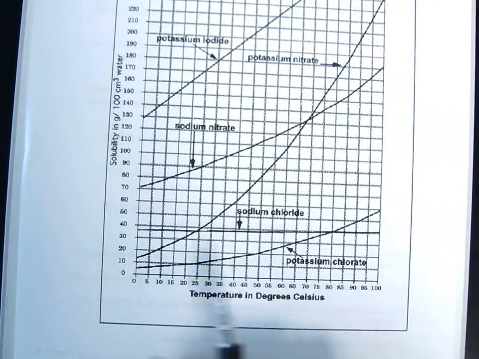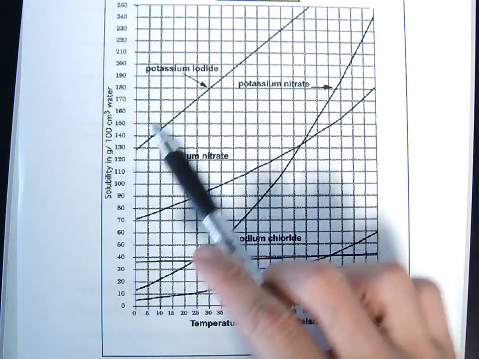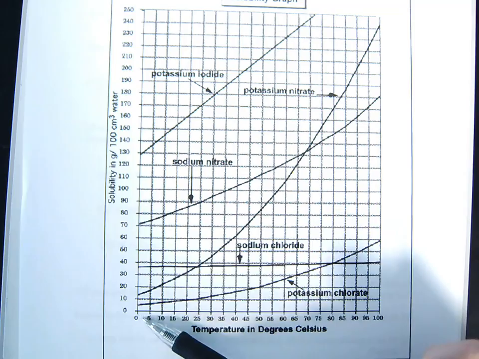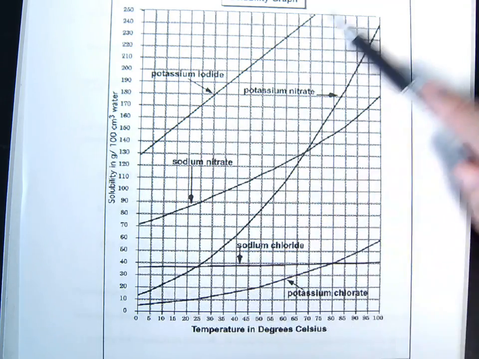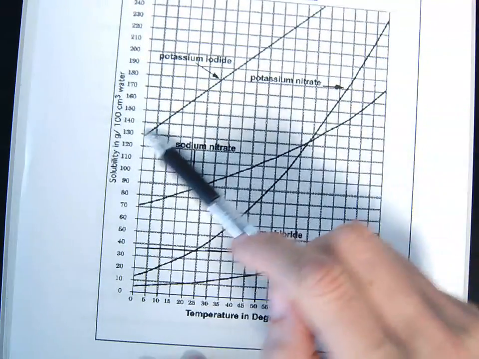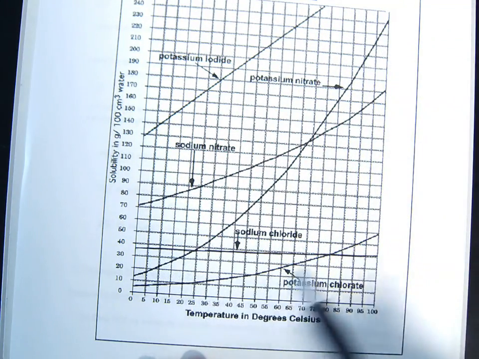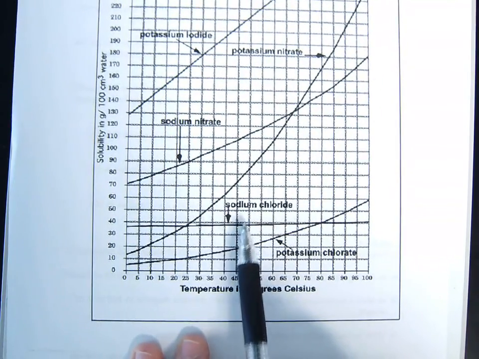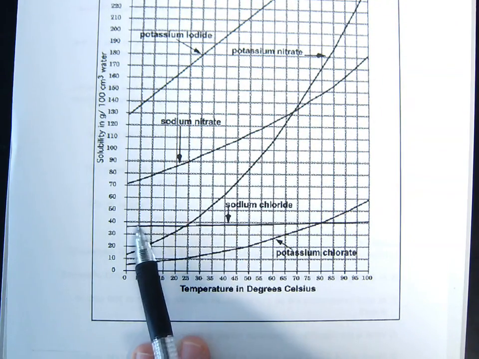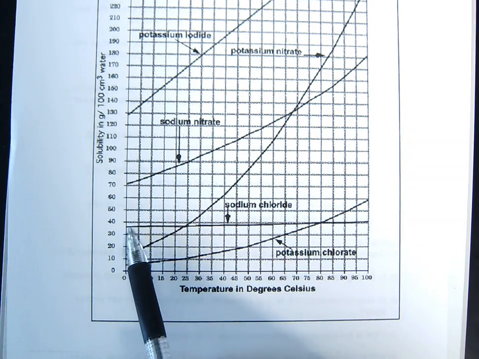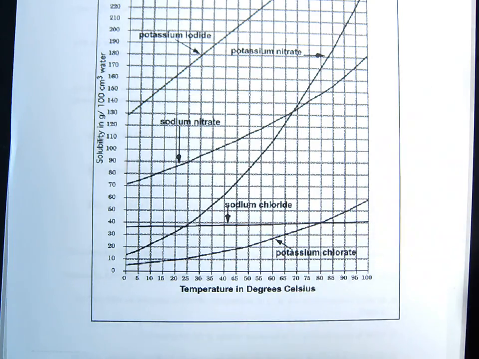So what you can notice here is that each line is for a different substance. Most of the lines start off in the lower left and then move to the upper right. So what that says is, in general, most substances become more soluble as you heat them. Even sodium chloride, that looks pretty flat, does show a very slight increase as you increase temperature. It starts off maybe around 34 or 36, and it very slightly increases as you heat it.